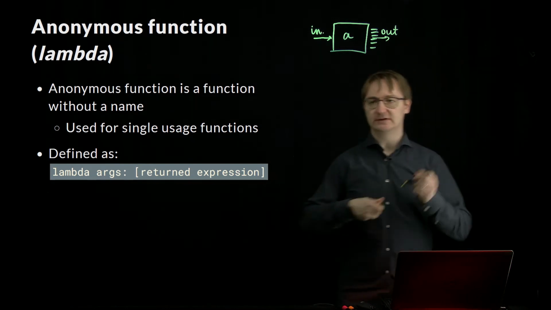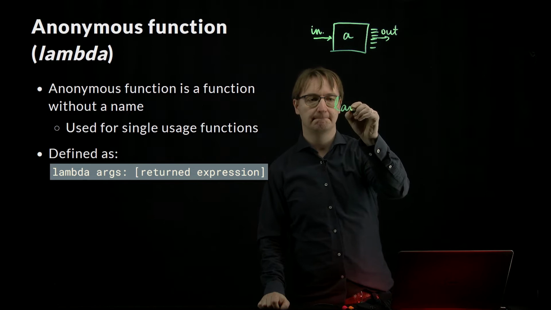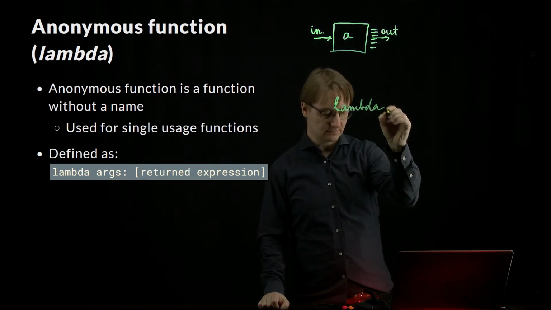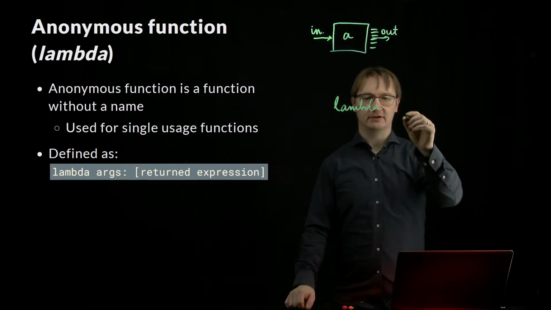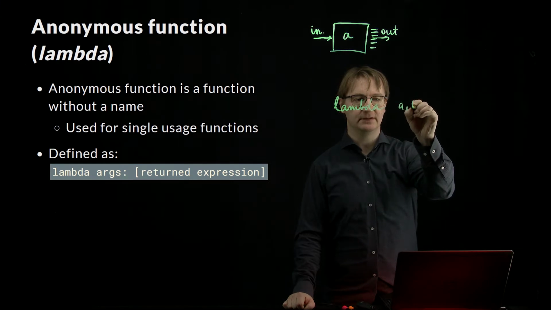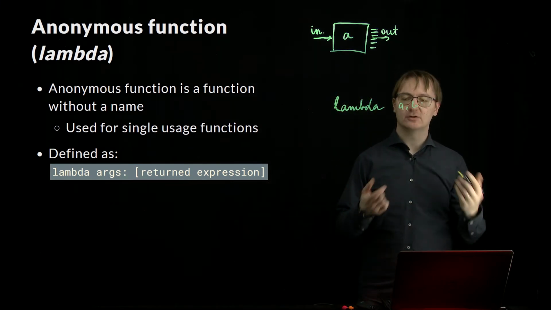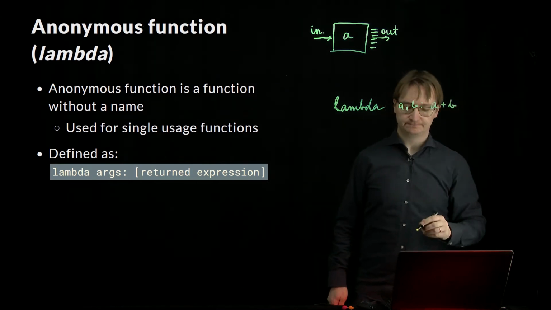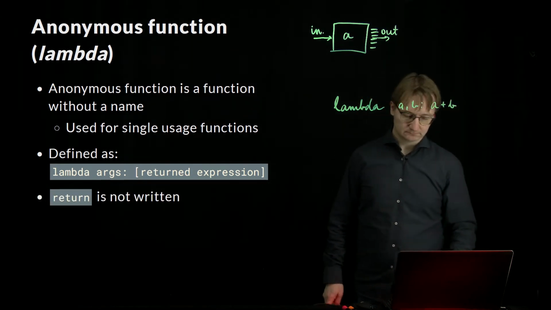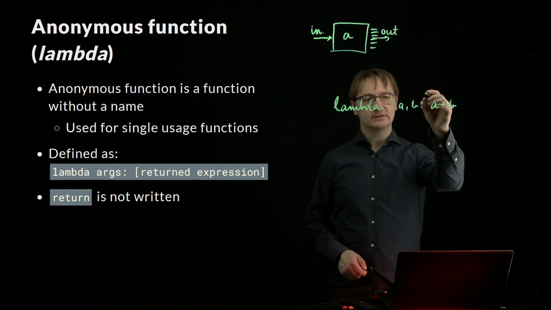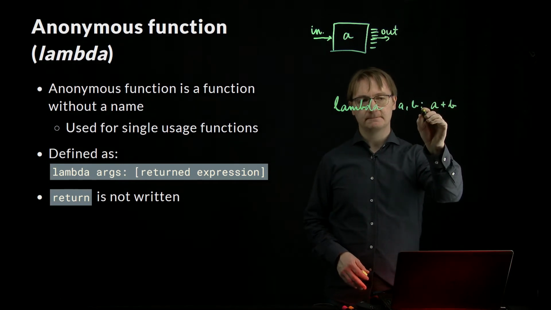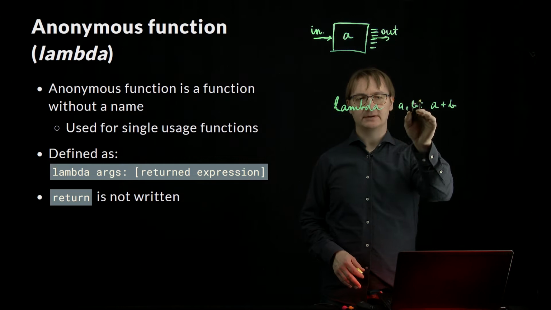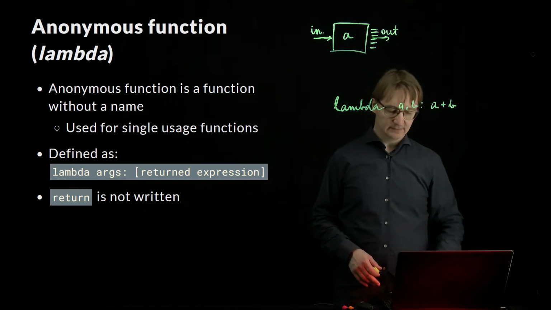So basically we will write lambda, and we will have arguments here, let's say a and b, and then we have the return expression. So basically I can say a plus b. And as you can see, we don't write return here. We don't add parentheses here.